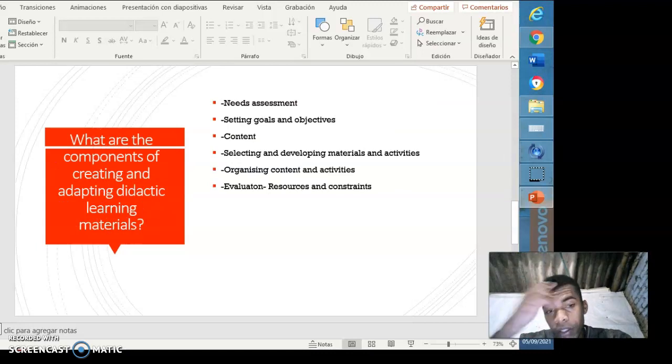And the third question is, what are the components of creating and adapting didactic learning materials? I found 6: needs assessment, setting goals and objectives, content, selecting and developing materials and activities, organizing content and activities, and final evaluation, resources and constraints.